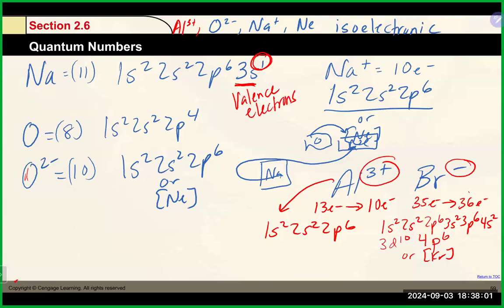Valence electrons are the highest energy electrons. They are really the ones that are furthest away from the nucleus. They're not held as tightly, and they're important because they are the ones that are involved in bonding, as we'll talk about when we get to bonding.